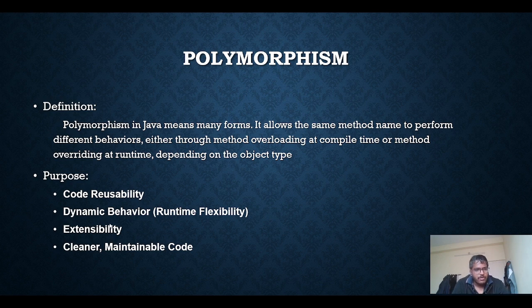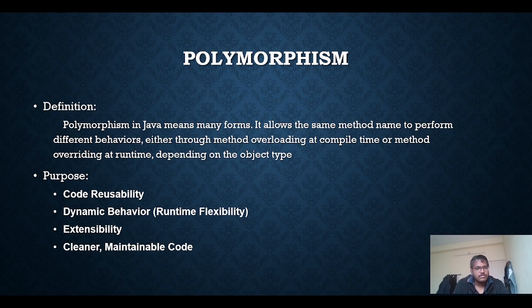The next point is extensibility. Extensibility means one parent class is there and multiple child classes are there, like a bank account parent class with saving account and current account child classes. In future some requirement comes and we need to add more child classes. At that time we can add them easily using polymorphism. For example, if a requirement comes for a senior citizen account, we can achieve that using polymorphism.